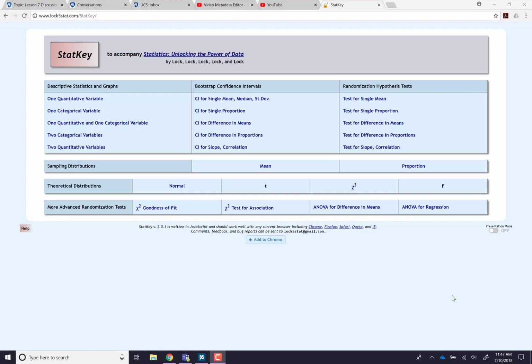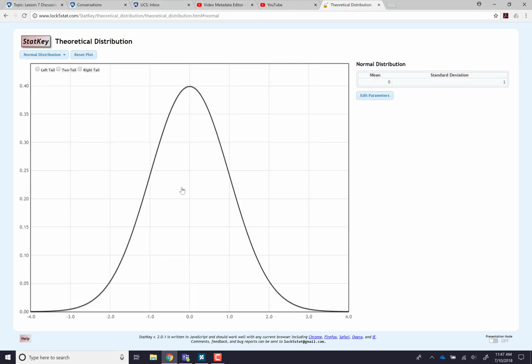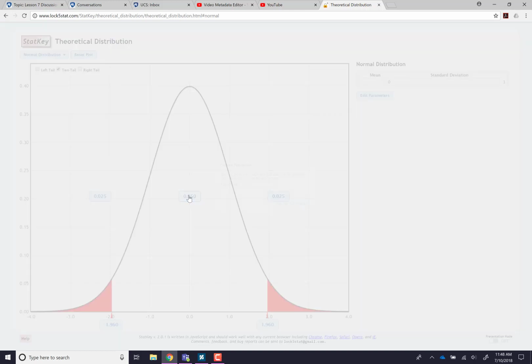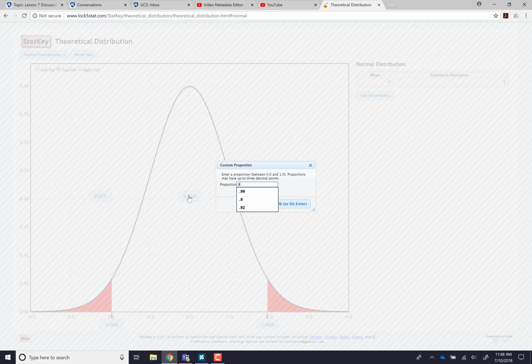In StatKey, we're going to construct a Z distribution. That is a normal distribution. It's the default in StatKey, mean of 0, standard deviation of 1. For a 90% confidence interval, we need the Z values that separate the middle 90% from the outer 10%. So I'll select two-tail. The default is 95%, but I can change that to 0.90.